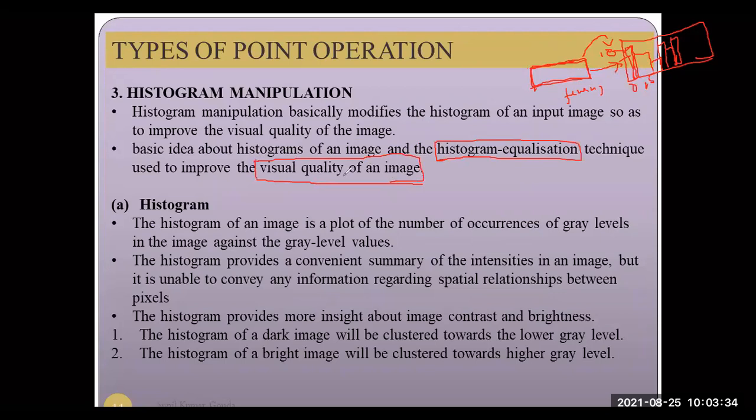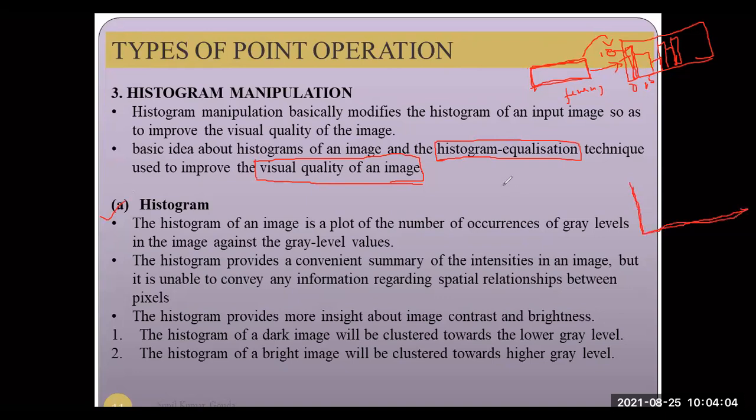Okay, so first of all, let's understand what you mean by the histogram. We can say the histogram of an image is nothing but a graph or a plot of the number of occurrences of each gray level in the image against the gray level value. As I say, the histogram is nothing but a graph, or I can say it is a plot. Okay, so how will we plot this graph?